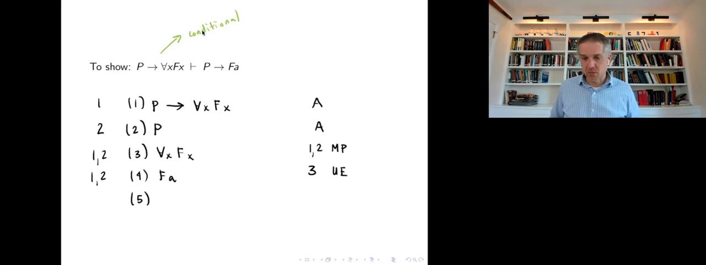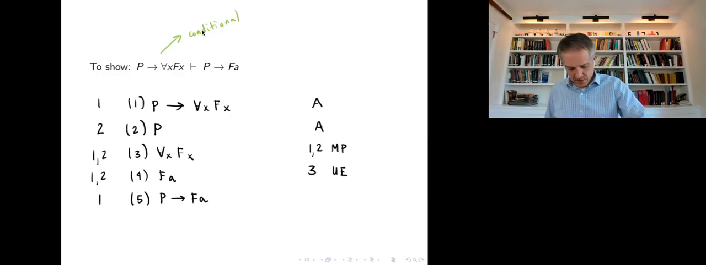Okay, and that's what was wanted. So now I get if P, then Fa, and now I've conditionalized on the assumption of P in line 2. So I get to take that out, so it depends just on 1. So that's 2 to 4, conditional proof.